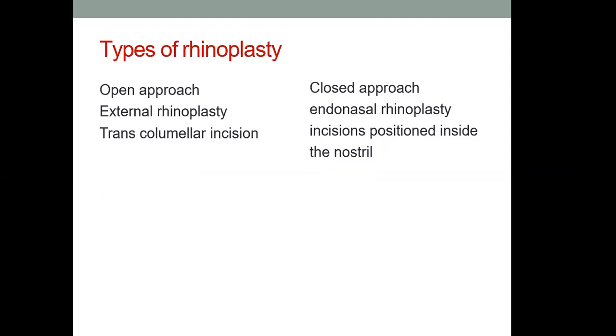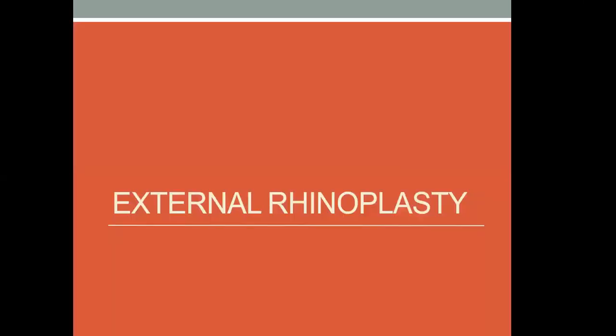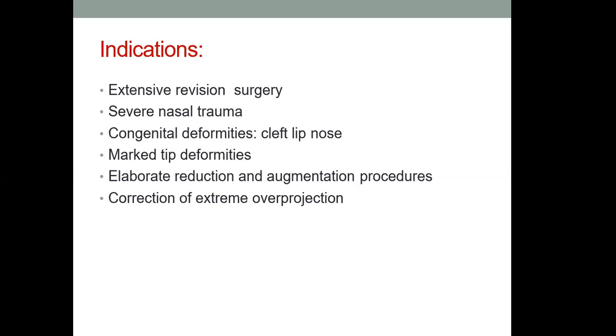The types of rhinoplasty, either open or closed. The open approach can be approached by the transcolumellar incision, while the closed approach by endonasal rhinoplasty incisions. I'll talk about the external approach. The indications of the external approach: extensive revision surgery, severe nasal trauma, congenital deformities like cleft lip nose, marked tip deformities, elaborate reduction and augmentation procedures, correction of extreme overprojection.